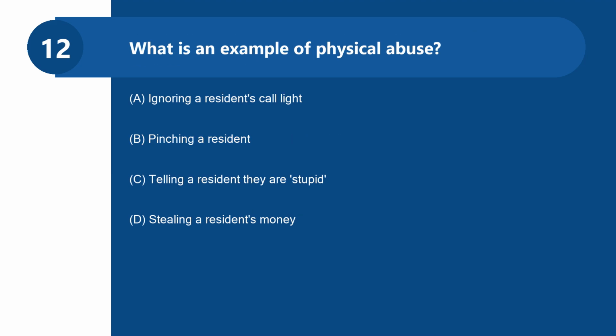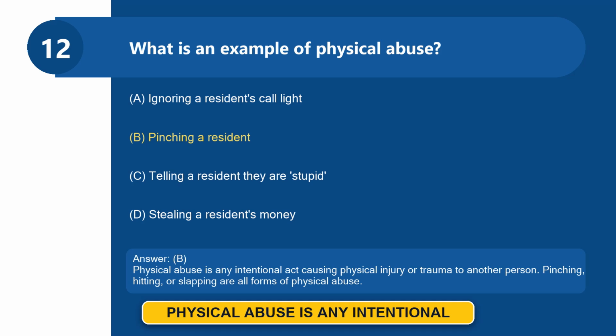Question 12. What is an example of physical abuse? Option A. Ignoring a resident's call light. Option B. Pinching a resident. Option C. Telling a resident they are stupid. Option D. Stealing a resident's money. The correct answer is option B, pinching a resident.